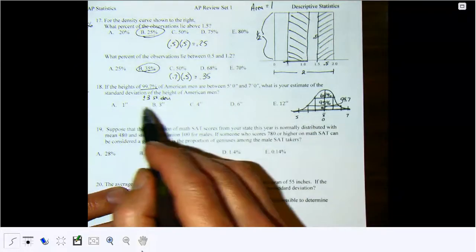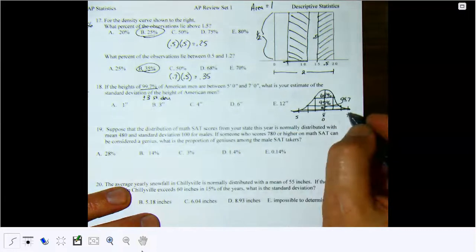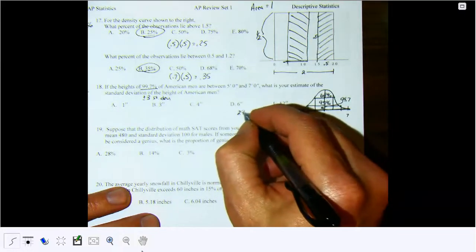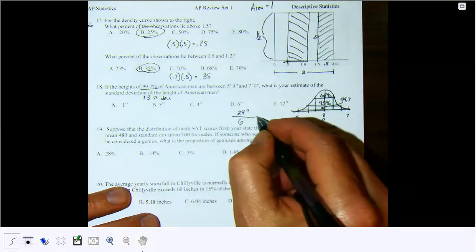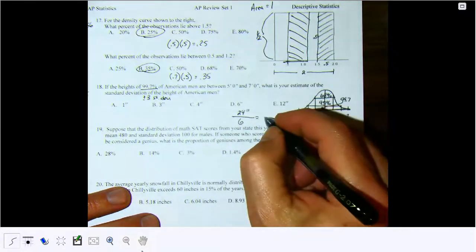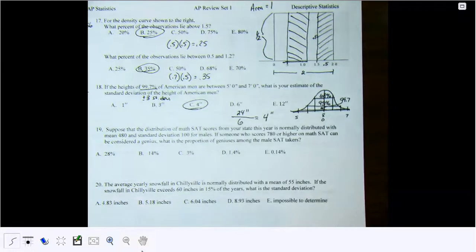What I have to notice is that all my measurements are in inches. So I know that 2 feet is going to be the same as 24 inches. And I'm going to divide that up into 6 different deviations. So 24 divided by 6 is going to be 4 inches. So C is where I end up on that problem.